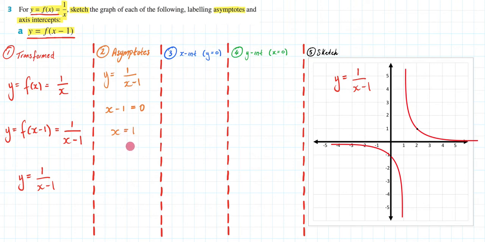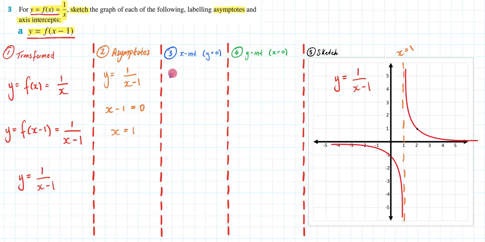And as you can see, when x equals 1, I'm going to get 1 minus 1, which will be 1 over 0, which is undefined. So x equals 1 will be my asymptote. So I can come here and I can draw in x equals 1, which is here. And as you can see, this proves that it has shifted 1 unit in the positive x direction. This is x equals 1. Perfect. Next, we're going to find our x-intercept, which will happen when y equals 0.